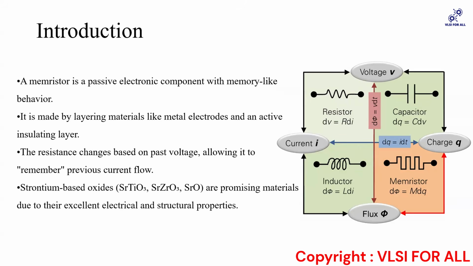The reason why we are using this component as a memristor is that it is based on the past voltage and allows it to remember. And the word memristor itself says it is used to remember a thing. We can consider an example: it regulates the flow of electric current and retains its resistance even after the power is cut off. While considering an example, think about a pipe.